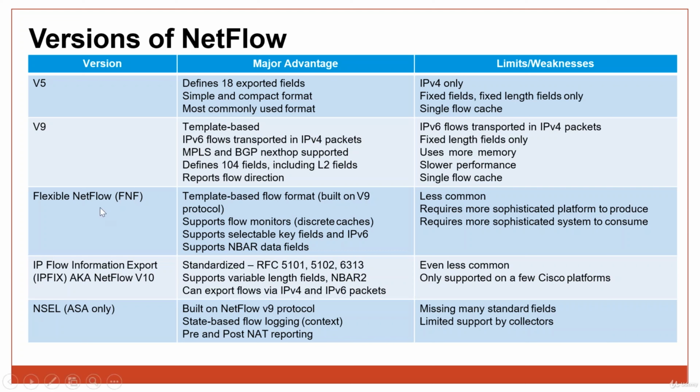Again, we have flexible NetFlow, which is again using version 9. You can think of version 9.1 or 9.2 as flexible NetFlow. This supports flow monitor, selectable key fields for IPv6, and supports NBAR. NBAR is the network-based application recognition protocol, and Cisco made this NBAR just to analyze the application.